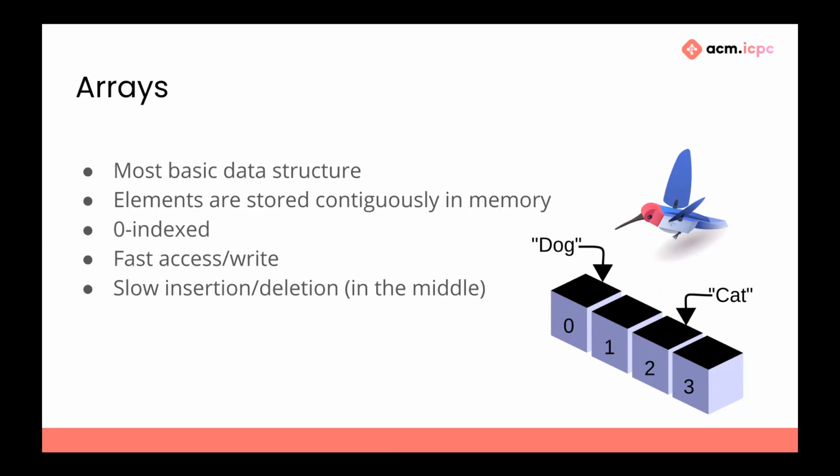Something to keep in mind is that all vectors are 0 indexed. What that means is that the first element of the array is referred to by index 0. So for example, if you wanted to refer to dog, you would say array at index 0 is the string dog. And similarly, if you wanted the third object in the array, you would have to refer to it by index 2.